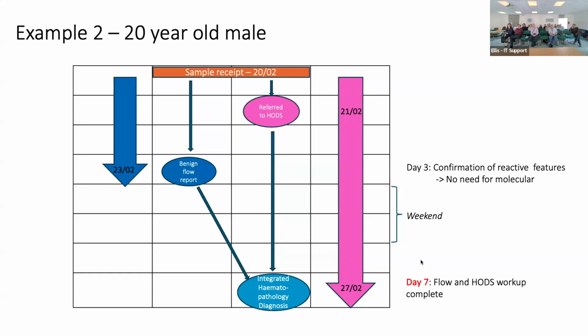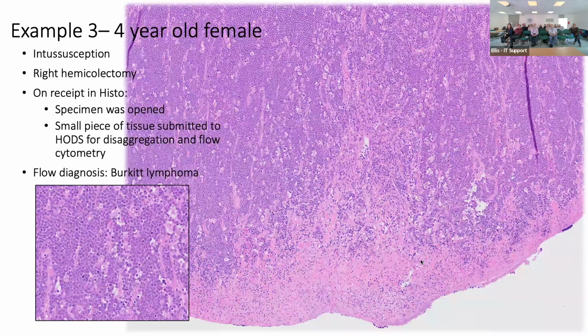This was actually a reactive lymph node. So we nipped it in the bud. We didn't go for whole genome sequencing. We didn't spend the cash, but we got to it fairly quickly as well. And this is another example, which I feel is really powerful.